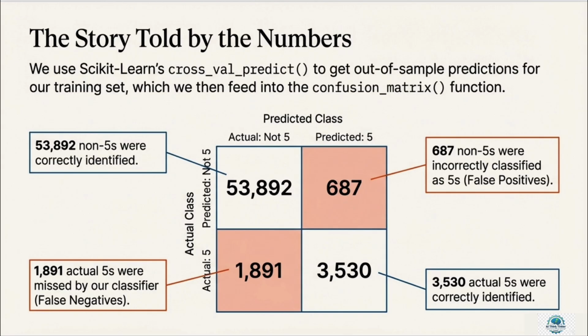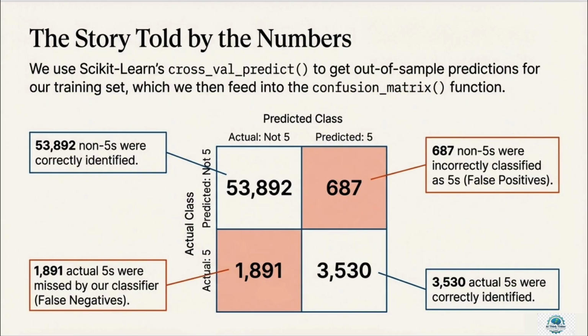Let's populate this matrix with the actual data from our SGD 5 detector. We use cross-validation predictions to ensure we are testing on data the model didn't explicitly memorize. Look at the top left, 53,892. These are the non-5s correctly identified. This massive number is why our accuracy looked so high. The model is great at ignoring non-5s. But look at the errors. Top right, 687 false positives. These are ghost images the model thought were 5s, but they weren't.